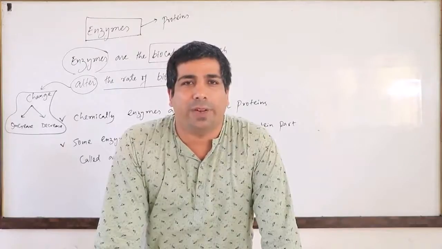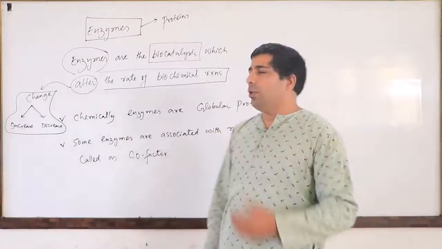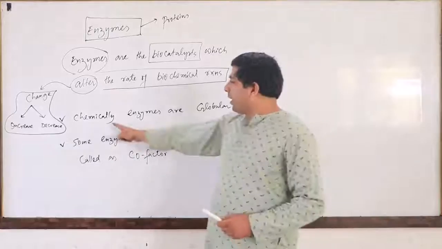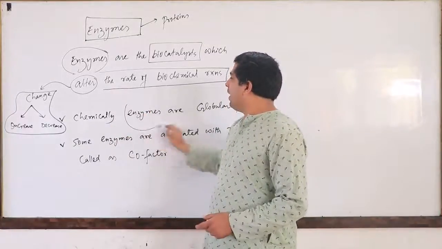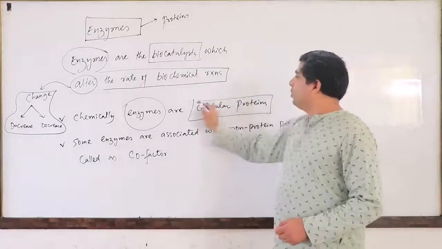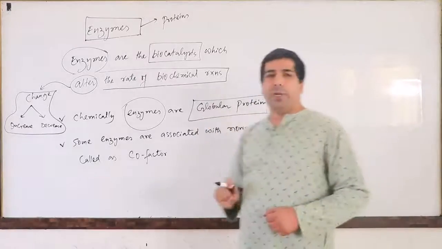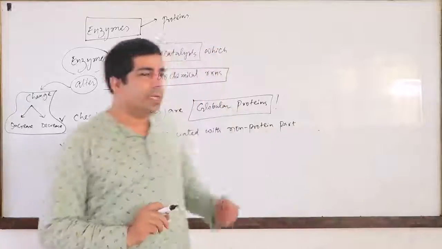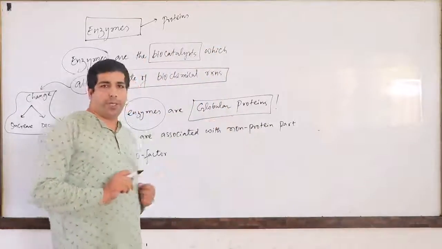I hope, my dear friends, everybody has understood. Please have a look here now. Chemically, if we look, our enzymes are basically globular proteins. So globular proteins will make your enzymes, correct? So enzymes are globular proteins.